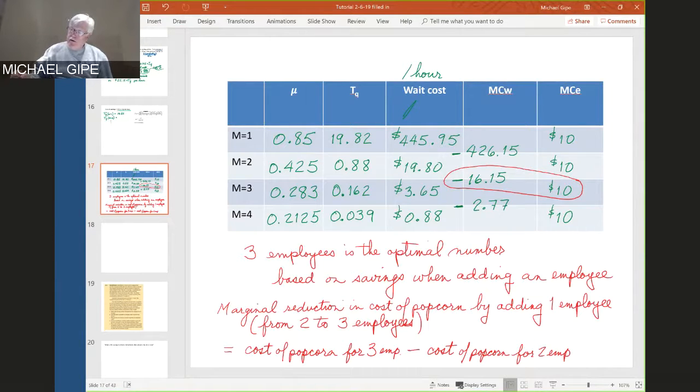And that's going to be this number, 365 minus 19.80. So that's going to be 365 minus 1980. So by adding that employee, I reduce my cost from 1980 to 365, and that works out to a reduction of $16.15. That's where that came from. Okay.